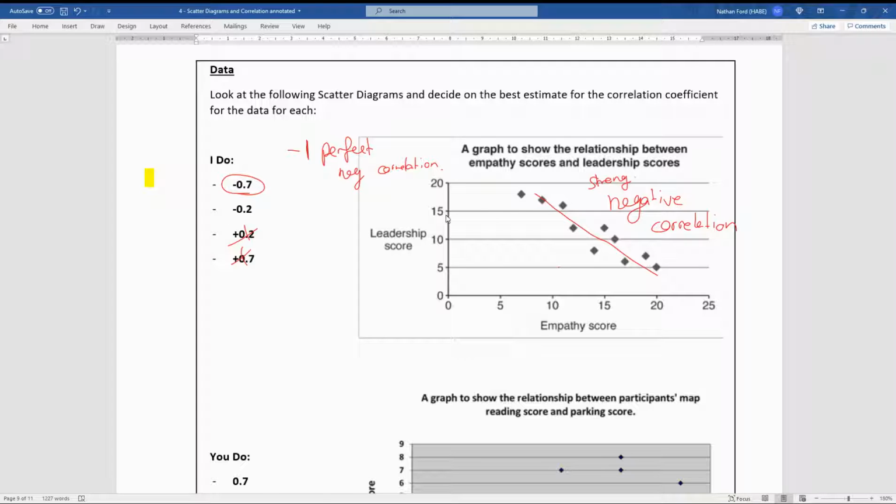Negative 0.2 would be very spaced out, and it would be a lot harder to draw a line. Give it a go for the next two there and see how you go.